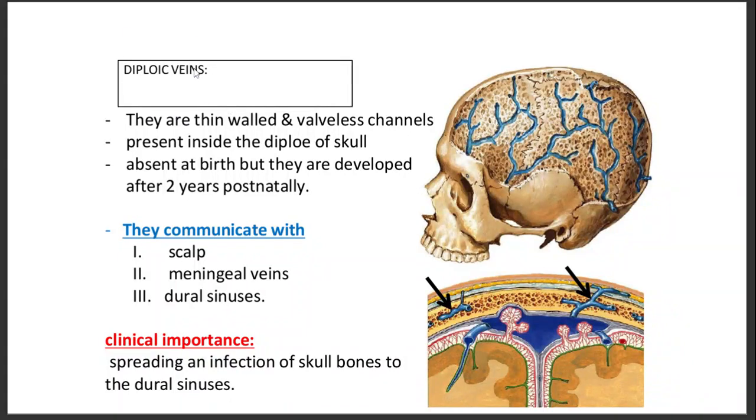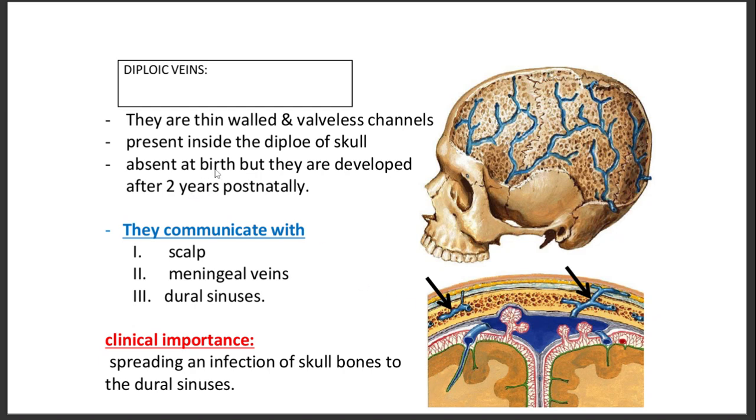You also have what we call the diploic veins. These are thin walled and valveless channels present inside the diploe of the skull. The skull is not supposed to be that strong a bone like that, but it has the structure of cancellous bone, so you can see the way the structure is looking. That's why you'll be able to see these veins.